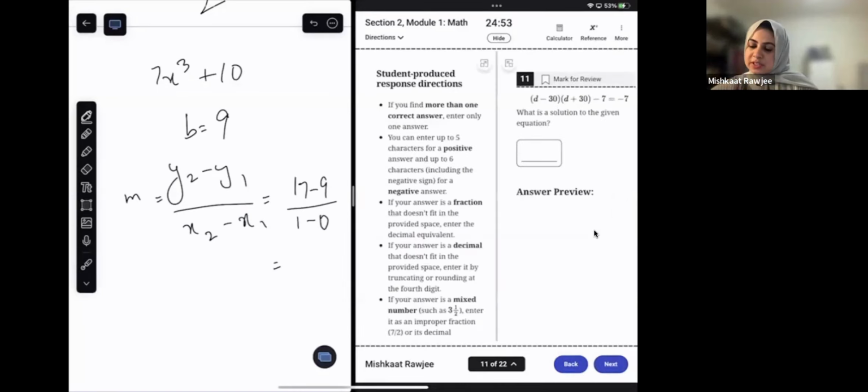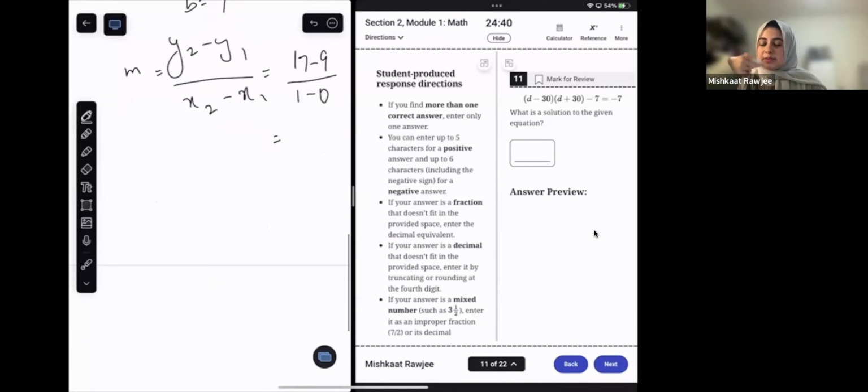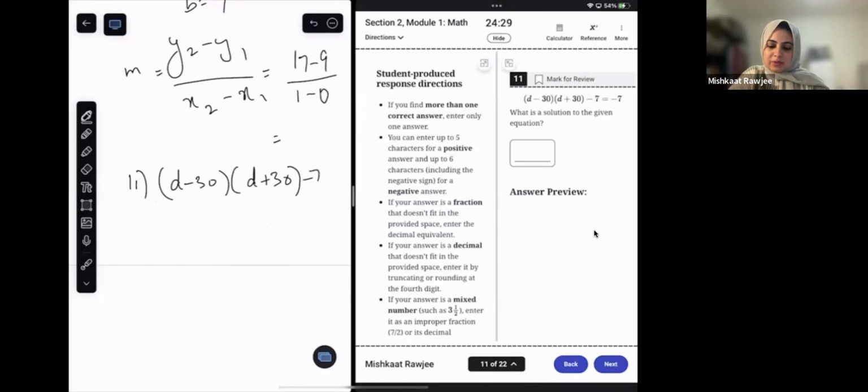What are the solutions to the given equation? We have to find what D is. So let's open up this equation because it's given in a weird form. We can also then put it into Desmos after we do that. So we open it up, we FOIL that part. So let me write it down: (D minus 30) multiplied by (D plus 30) minus 7 equals -7.